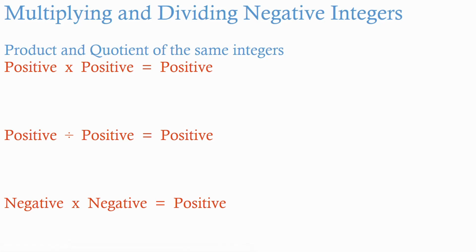So for example, if we had 6 times 2, we get 12. 6 is positive, 2 is positive, 12 is positive. They're all the same. So key there, when it's the same sign, you get a positive answer. Now if we did division, what if we did 12 divided by 2? Well, we get 6. Positive 12, positive 2, positive 6. When you're dividing by positives, you get a positive answer.